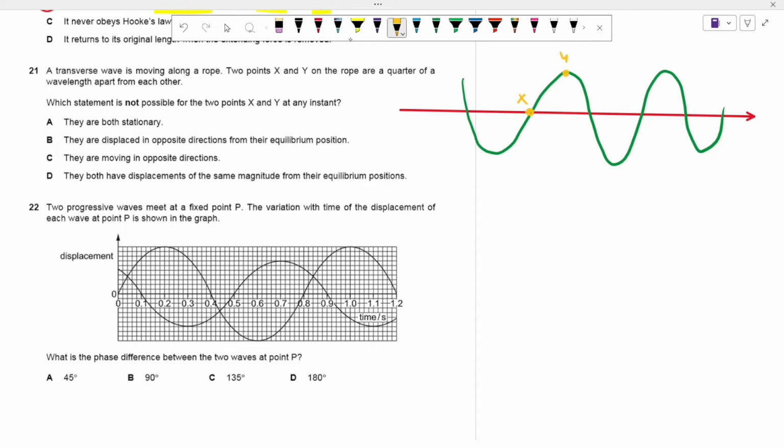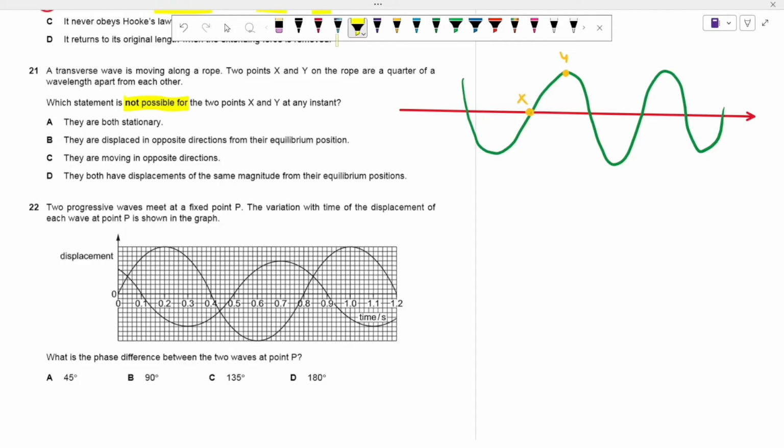Which statement is not possible? Pay particular attention to "not". So it can't happen. They're both stationary. This is impossible. They can never both be stationary. This doesn't make sense, guys, because look at this. How is it possible that x and y can both be stationary?